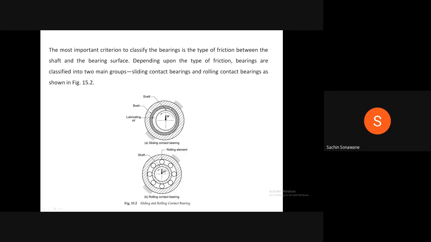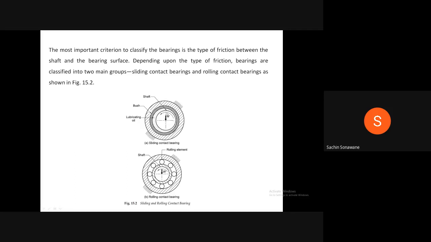See that this is the shaft. Shaft is known as journal in this case. Now, when it rotates, due to the lubricating oil, due to the friction between the layers of the lubricating oil, this shaft will rotate inside the bearing.